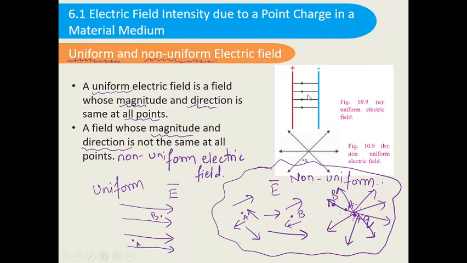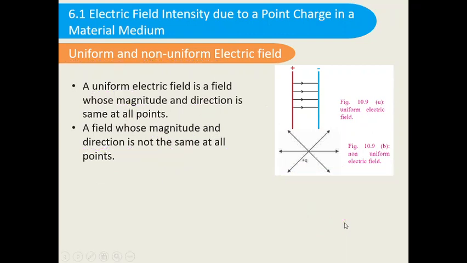These two are the diagrams from the book. This is a parallel plate. We can say the electric field between the parallel plates is always constant. The lines are always parallel to each other, and also equidistant from each other. Okay. So this is called a uniform electric field.